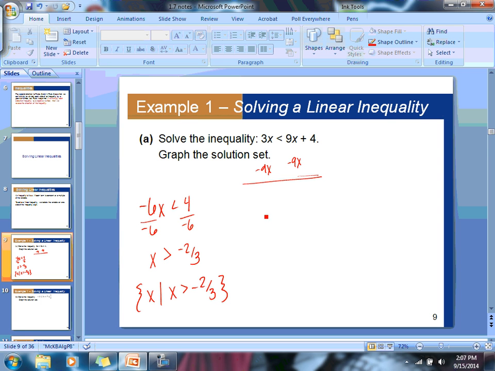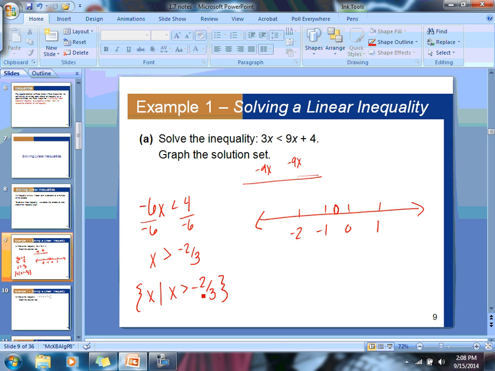And I'm going to graph this first before we start talking about our other way to write our solution with the parentheses or the brackets. Okay, if I graph this, we want to remember that we've got some positives and negative numbers, or integers, on our number line. And negative 2/3 is going to be between 0 and negative 1. It's going to be right about there.